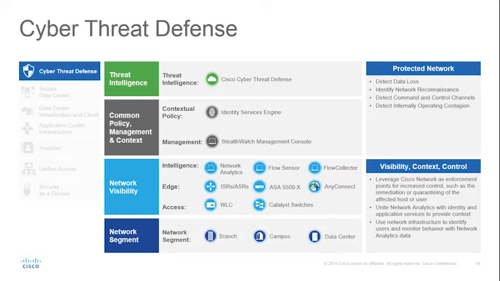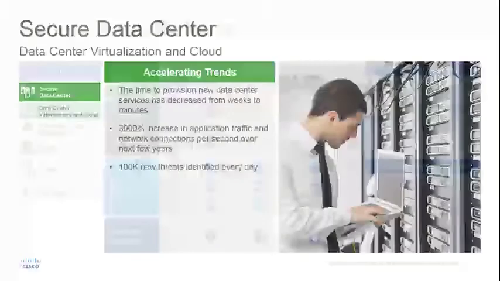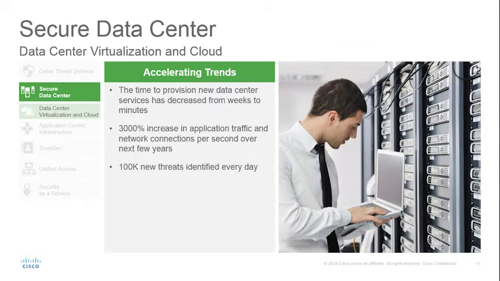The solution provides threat defense for all locations in the network, from the branch to the campus to the data center. Cisco Cyber Threat Defense is an integrated security solution that detects data loss, network reconnaissance, command and control channels, and internally operating contagions. The data center in particular is a security concern for companies as data center growth is accelerating. Provisioning time for data centers has decreased from 8 weeks to 15 minutes, and application traffic and network connections per second are expected to increase by 3,000% over the next few years.